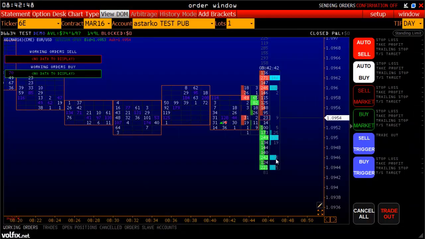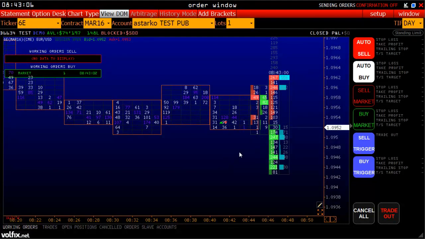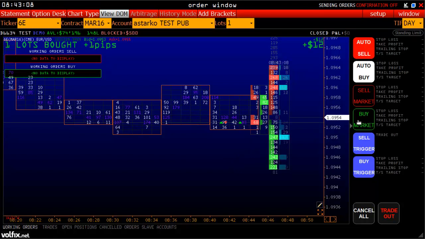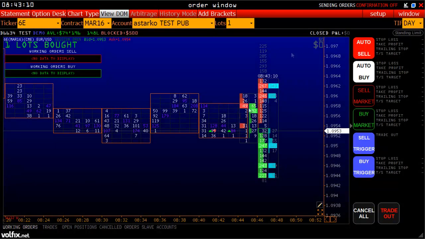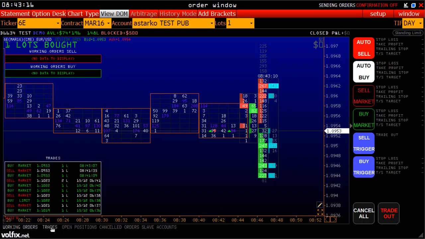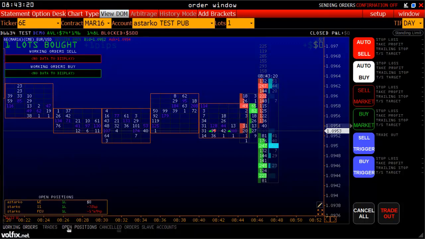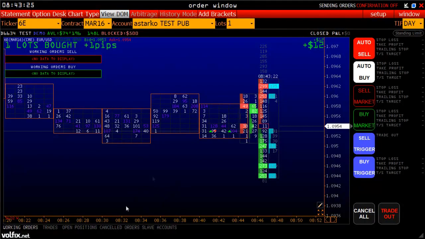In VOLFIX you can open or close positions only in the order window. On the right side you can see the buttons, intuitively understandable to operate. Thus, you can automatically buy at market. We buy and see the current result, the number of lots which are bought. Also, you can see trades that you have done today, open positions we got, and so on.